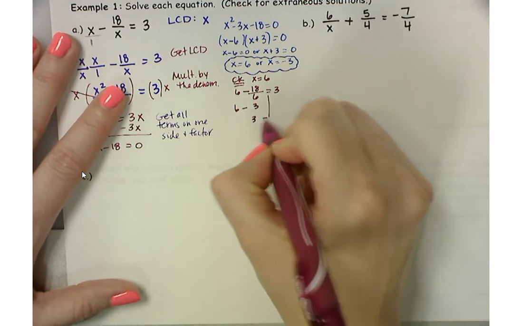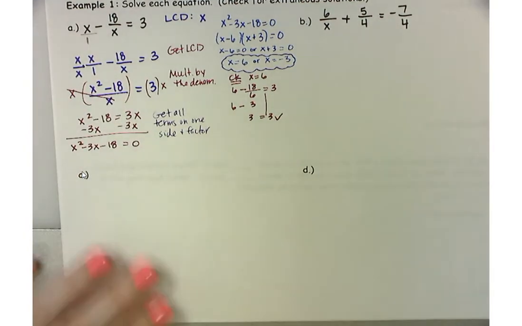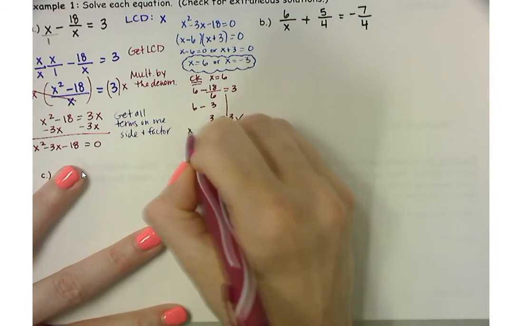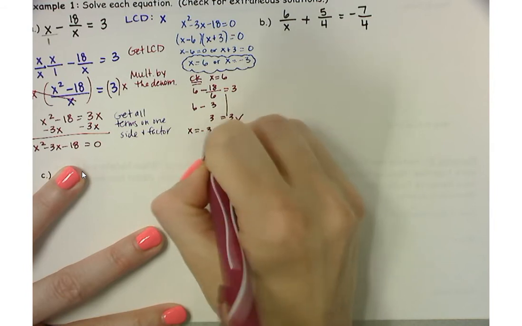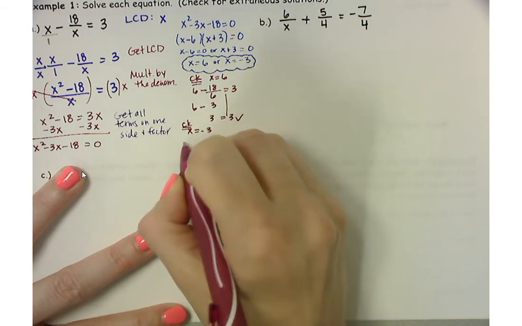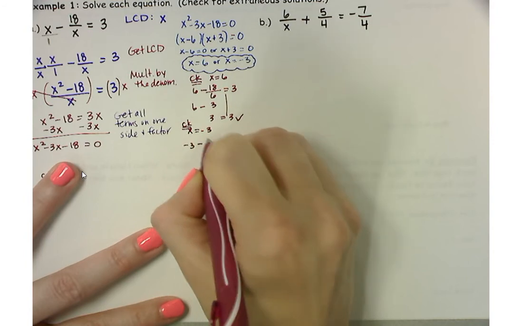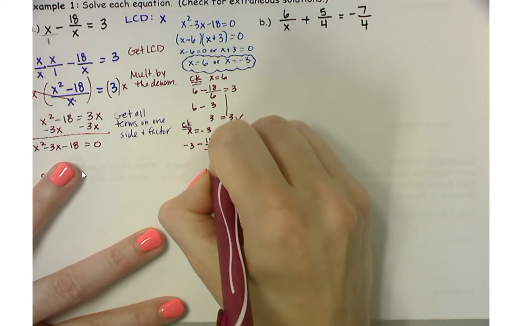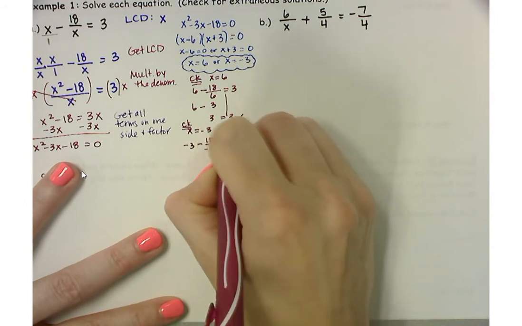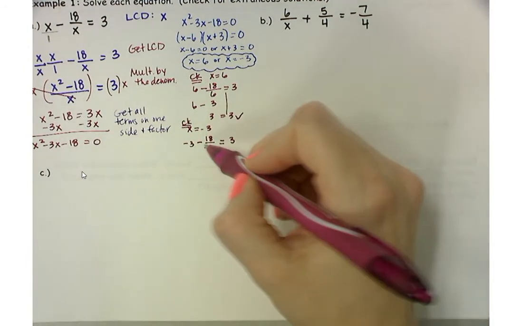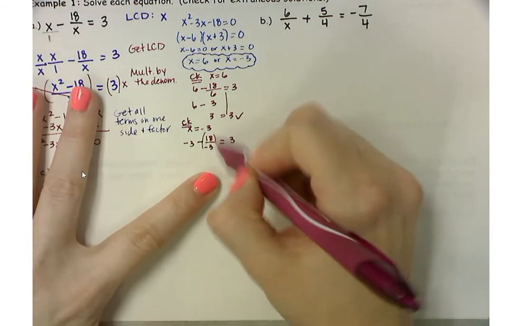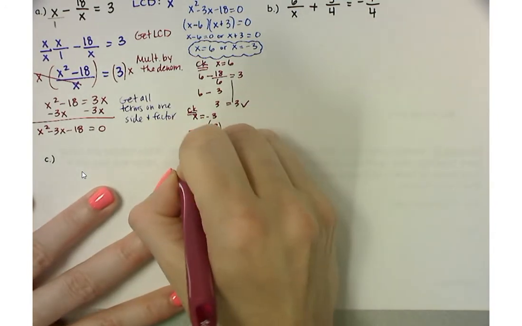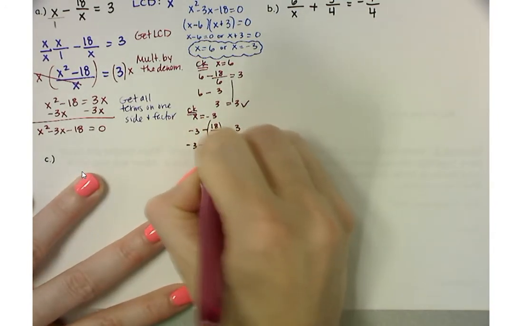Okay, so we're going to also check that one. So I have negative 3 minus 18 divided by negative 3. We're going to see if that equals 3. When you have this minus, you can think of it as minus negative 6. So negative 3 minus negative 6 we know is really going to be plus 6. So 3 does equal 3. Yep. So then this is our solution if they both check.